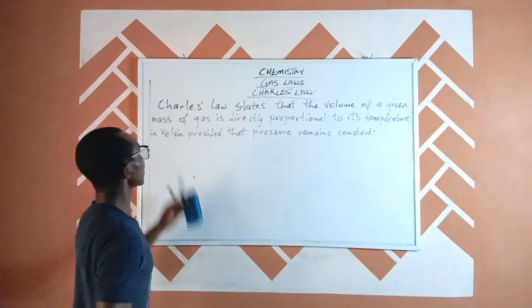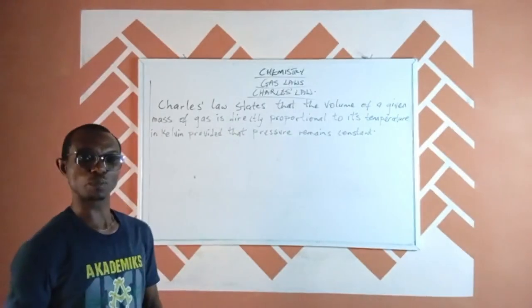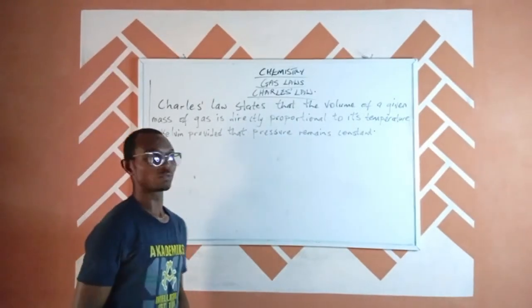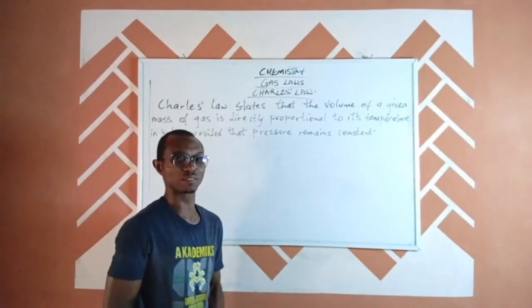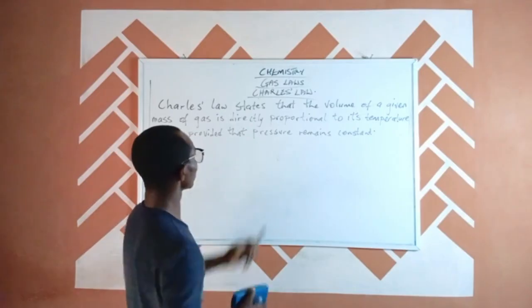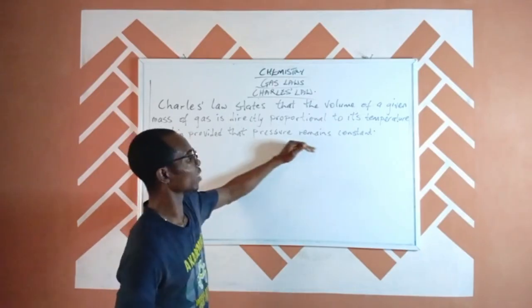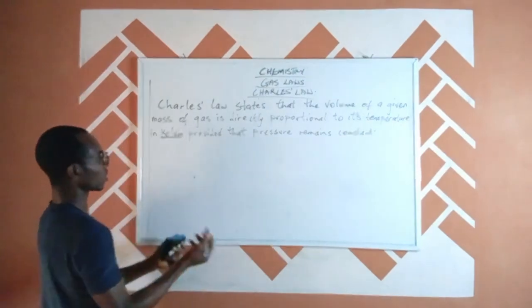It states that the volume of a given mass of gas is directly proportional to its temperature. A temperature in Kelvin, we can see that temperature in Kelvin is very, very important. It is a very important point to note. So the temperature must be in Kelvin, and that is going to be at constant pressure. Mathematically, what does it mean?